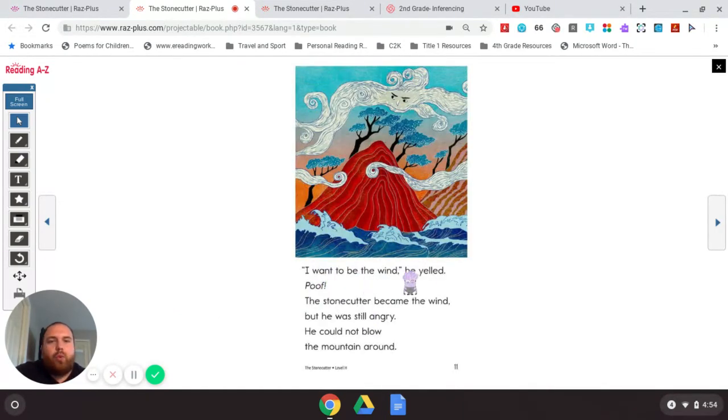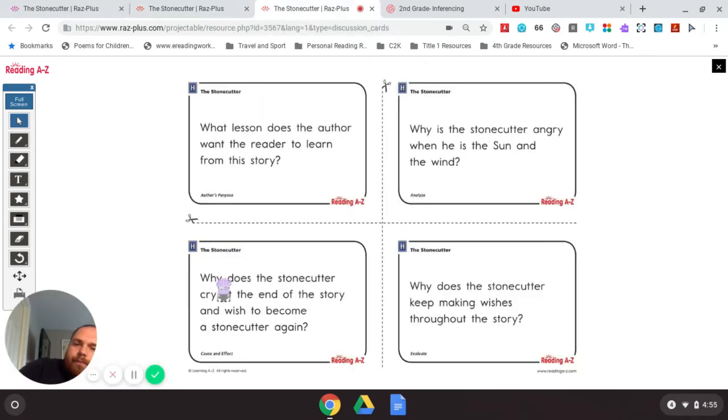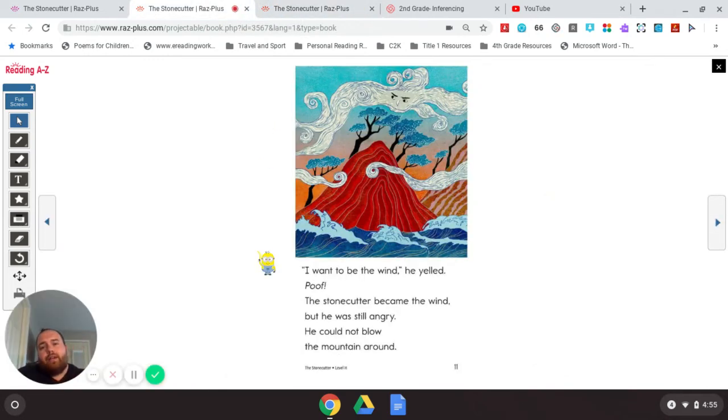"I want to be the wind," he yelled. Okay, crying and yelling is not something we do when we're happy. That's a couple clues that the author left behind that let us know that he is sad with what he is. Why does the stonecutter cry at the end of the story and wish to become a stonecutter again? Let's go to the end of the story and find out.